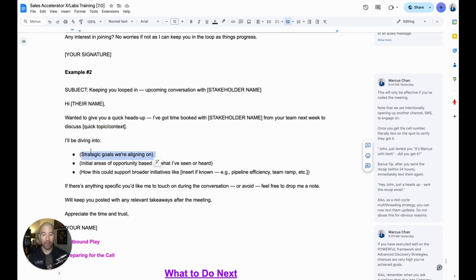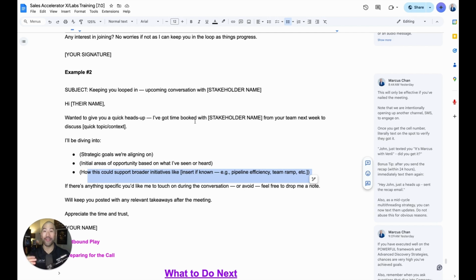So this means, by the way, you have to have done research to be able to write this, right? Initial areas of opportunity based on what you've seen and heard. Maybe if you know some insight, you can drop it here and show how this could support broader initiatives. Again, you'd have to make sure you've done your research to be able to stand out. If you saw the example of Felipe, I also did my homework there. That's why he said, okay, you also did your homework, because I read their earnings transcript.